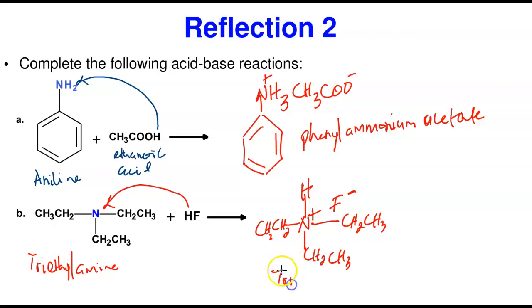Actually, this is because there are 3 of them. This is triethylammonium. So the difference here is you change the amine to ammonium. That's only what you do. Triethylammonium, and then you put the name of the negative ion, which is fluoride. You name it as though it is an ion, which it is.